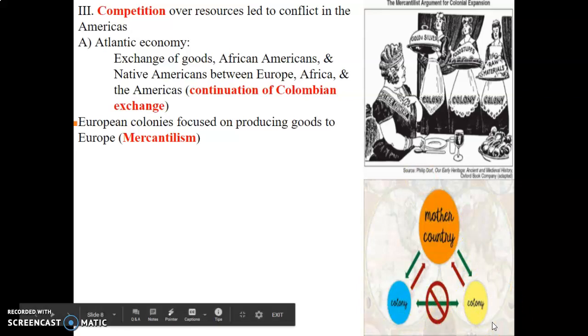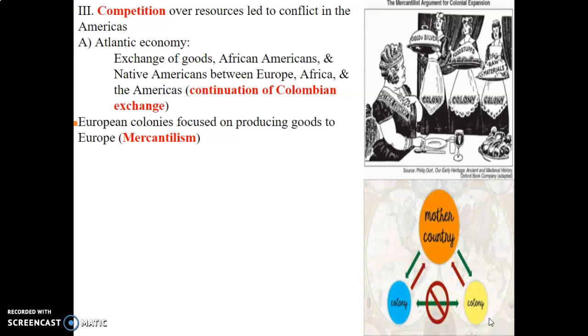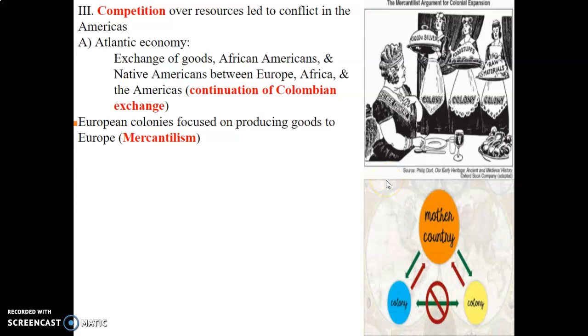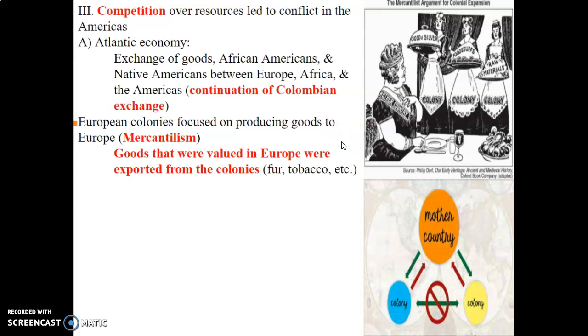Remember, back then everything was focused around the mother country. Even though we're in a different place, in a different location, we're still loyal to the crown. So sending stuff back, trading with the mother country, but not trading with each other. Each colony was kind of like its independent little state, their independent little island. They did not trade with each other. Hence, it was so hard in the beginning to create unity to create the United States later on. Goods that were valued in Europe were exported from the colonies, like fur, tobacco, and sugar, etc.